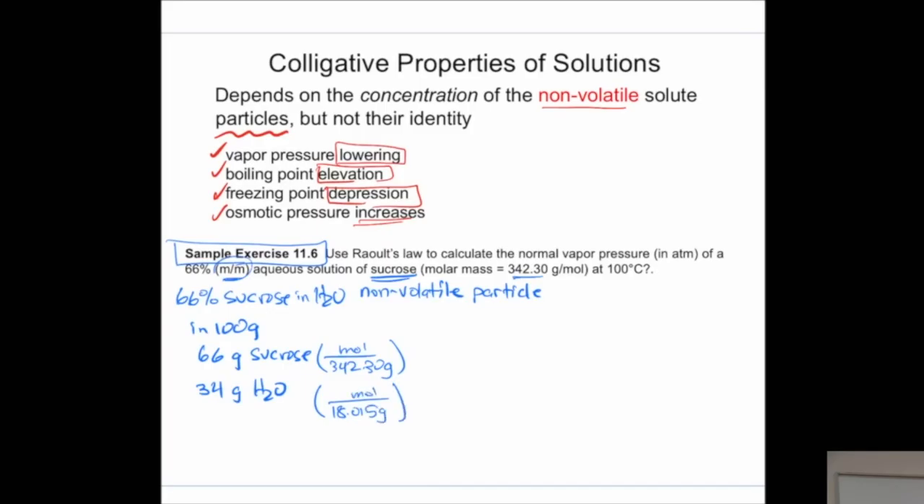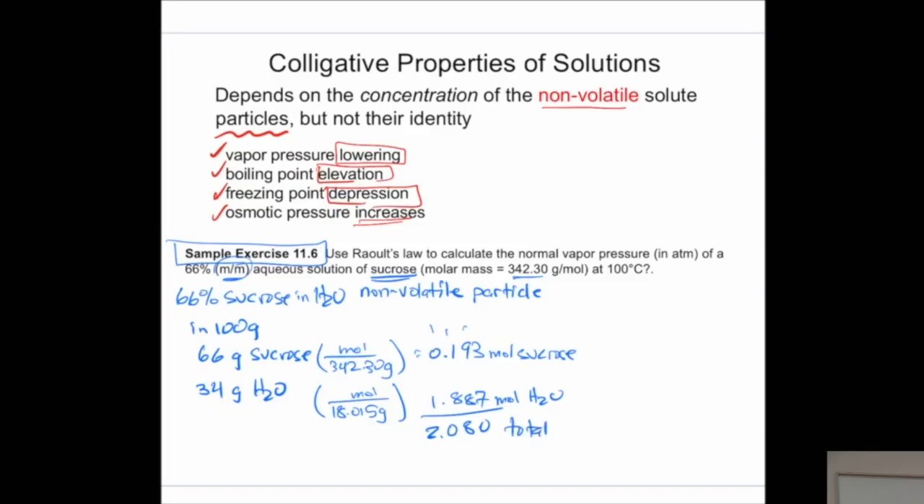Now let's figure out how many moles we have here. 0.193 moles of sucrose, 1.887 moles of H2O. Add these up. About 2.08 moles total. Is that what everyone's getting?